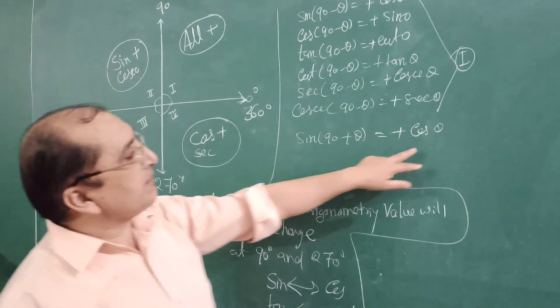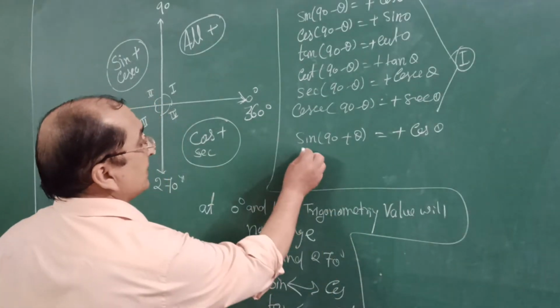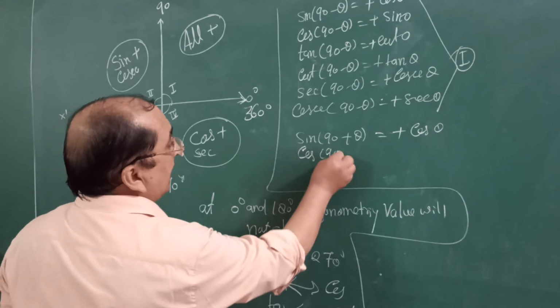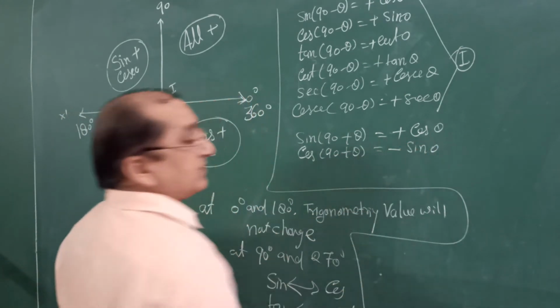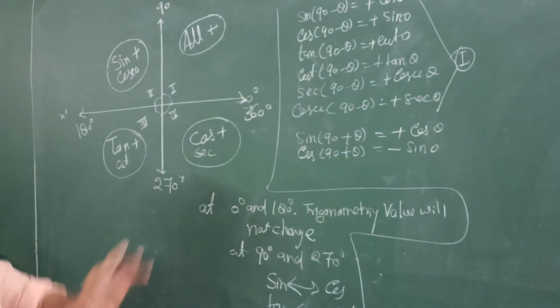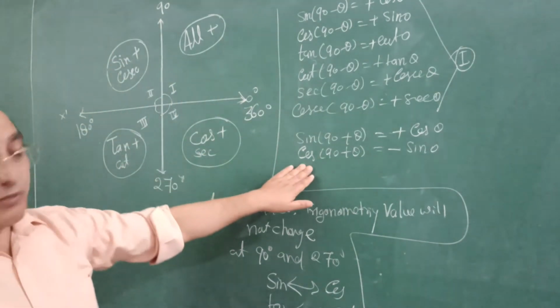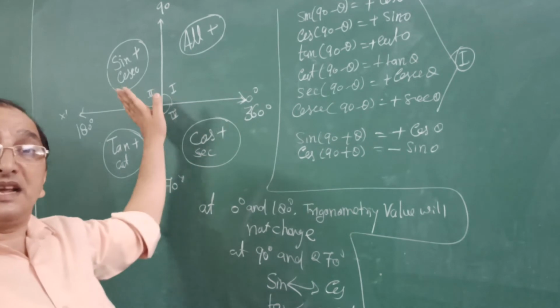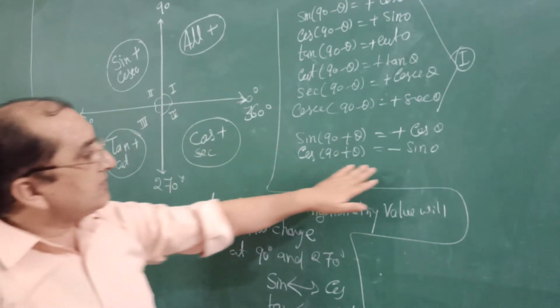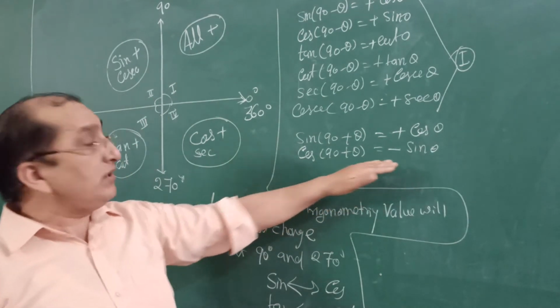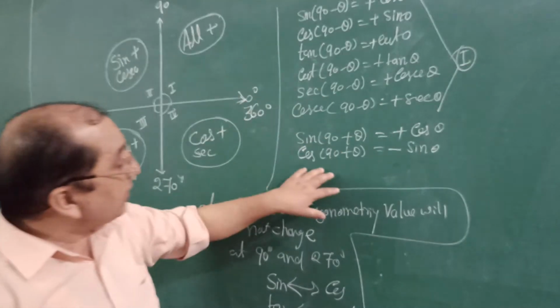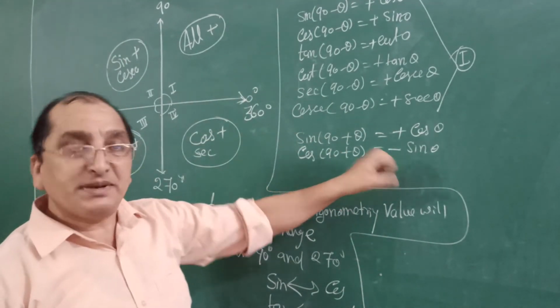Now see, sine 90 plus theta, cos theta will come. The same way, cos 90 plus theta equal to minus sine theta will come. Now see, this is also a little bit of confusion. 90 plus theta, this is the value of cos, and cos will come negative in the second quadrant. Although this is minus sine theta, this sine theta is not a value in the second quadrant. This is the value of cos 90 plus theta, so it will become negative.